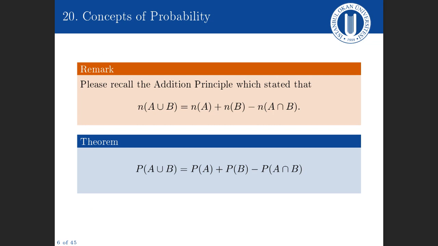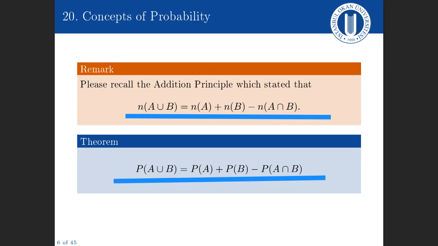Now, last week we had the addition principle for counting the number of objects in a set. The number of elements in A union B is the number of elements in A plus the number of elements in B, but so that we don't count the same elements twice, we subtract the number of elements in A intersection B. We have the same formula for probability. The probability of A union B is the probability of A plus the probability of B minus the probability of A intersection B.